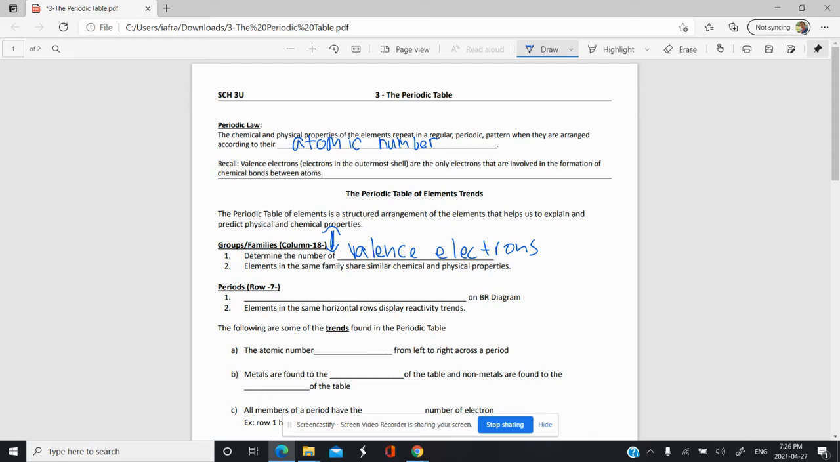So for example, all the elements in group 1, other than hydrogen, which is a nonmetal, are alkali metals, and they're all very reactive with water and air because they only have one valence electron.